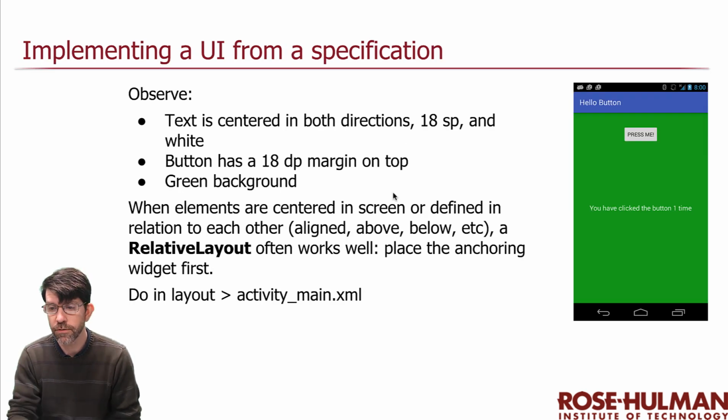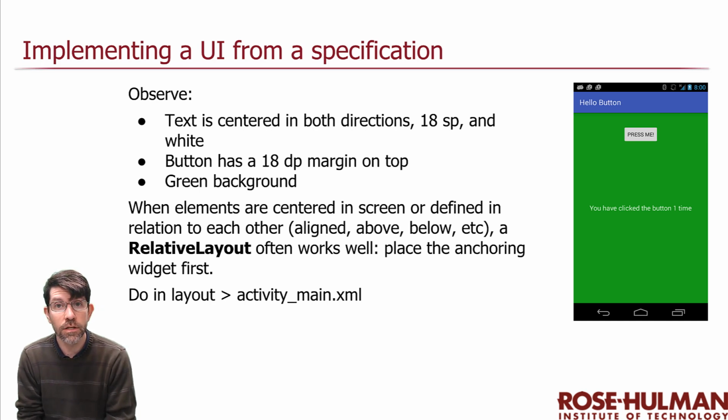The whole idea here, if you observe what we have going on, is that I have a blank screen with a green background with just two things on it, right? So we have a button up at the top that says press me, and then we have a message that is centered in the middle, both horizontally and vertically. It's 18 points, and we have an 18-point margin at the top above the button. And every time we press that button, it's going to increment the counter in that message. So you've clicked it 0 times, 1 time, 2 times, etc.